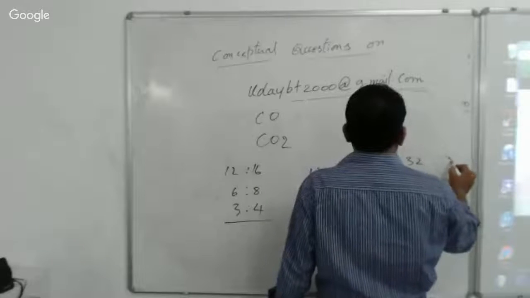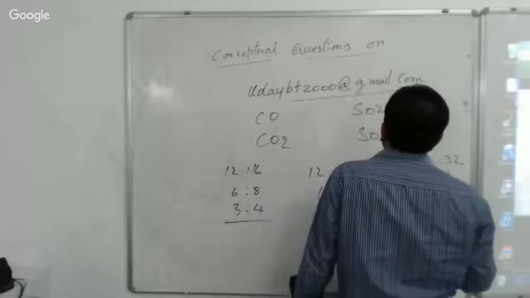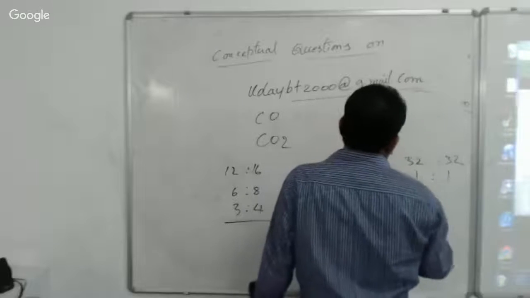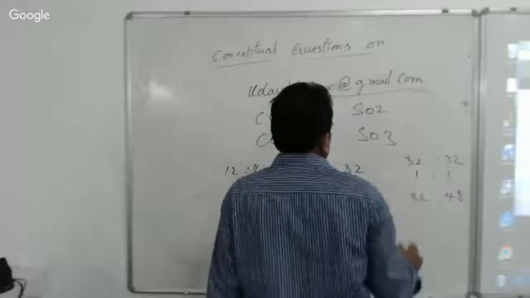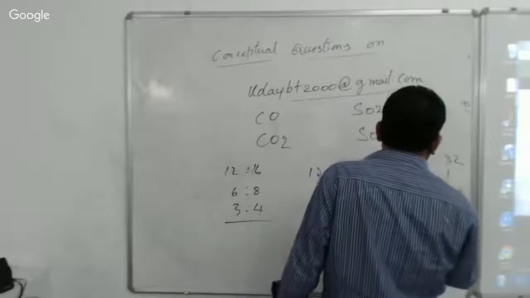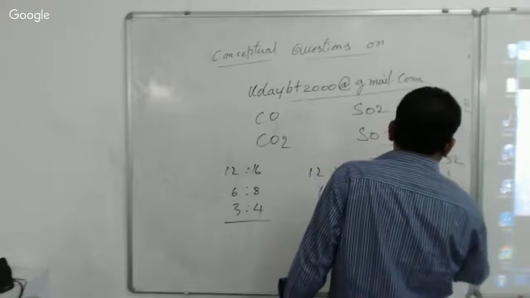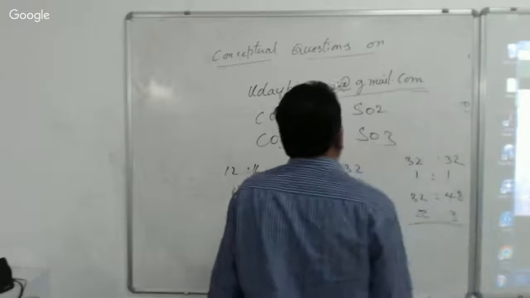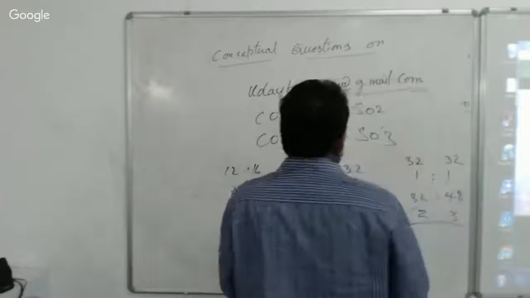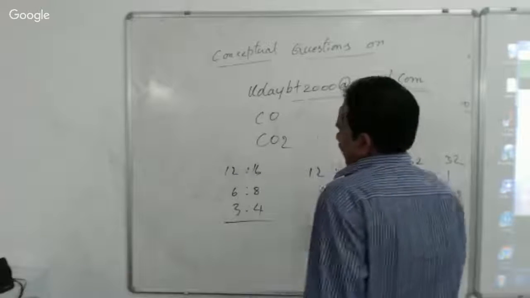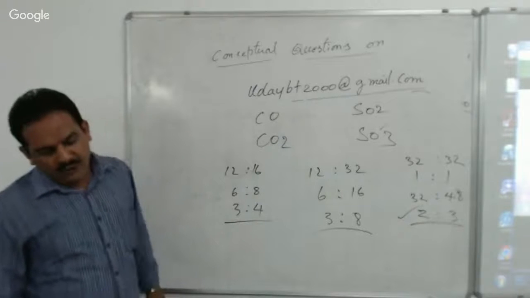So 32 is to 32, 1 is to 1. And sulfur dioxide is 32 is to 48, which is 2 is to 3. So by weight they combine in a 2 is to 3 ratio, irrespective of these two. Sorry, it's nothing but the law of multiple proportions.